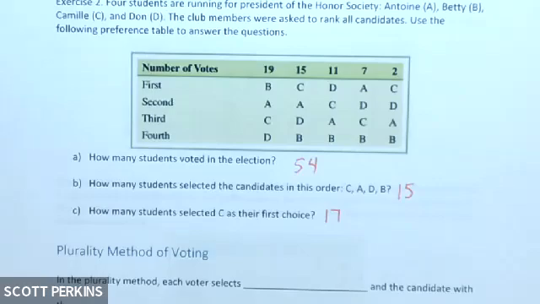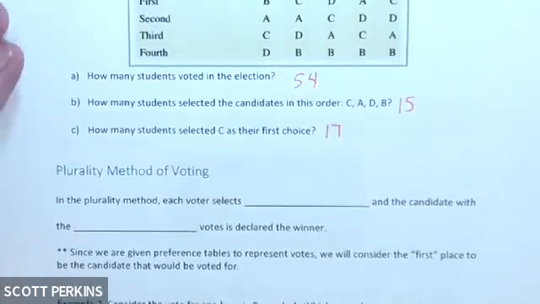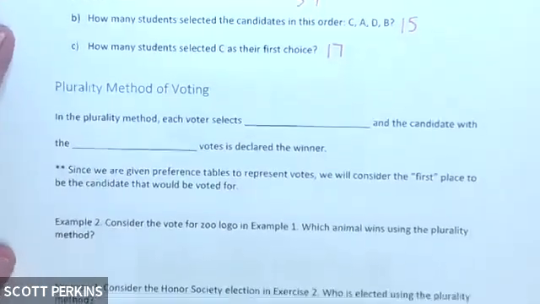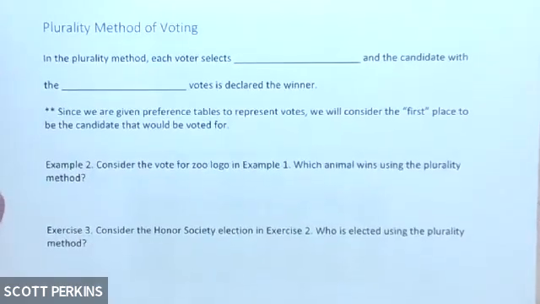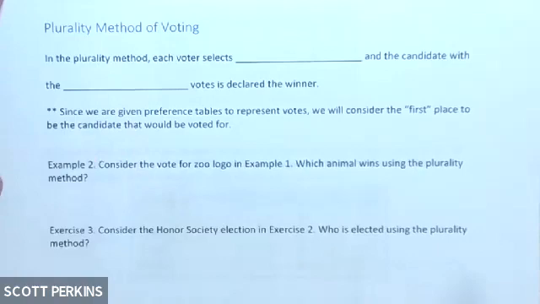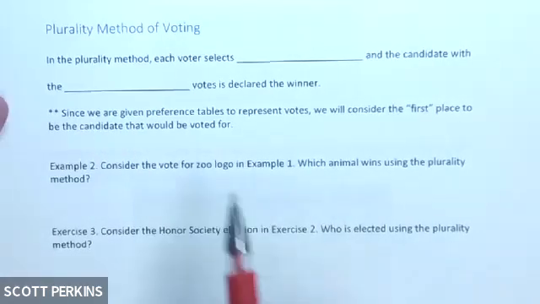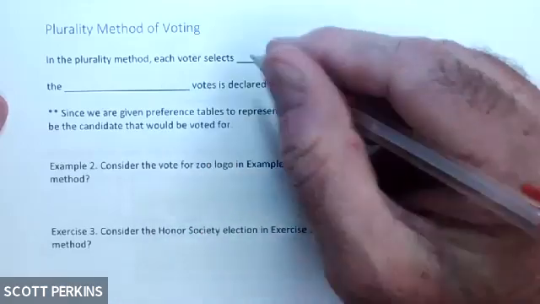So the first method of voting, we're going to talk about 3 methods of voting. There are other methods, but I'm just going to stick with what I would consider to be the big 3, actually the most prevalent 3 as far as voting in the United States and other places. So the first one's called the plurality method of voting. And in the plurality method, each voter selects one candidate.